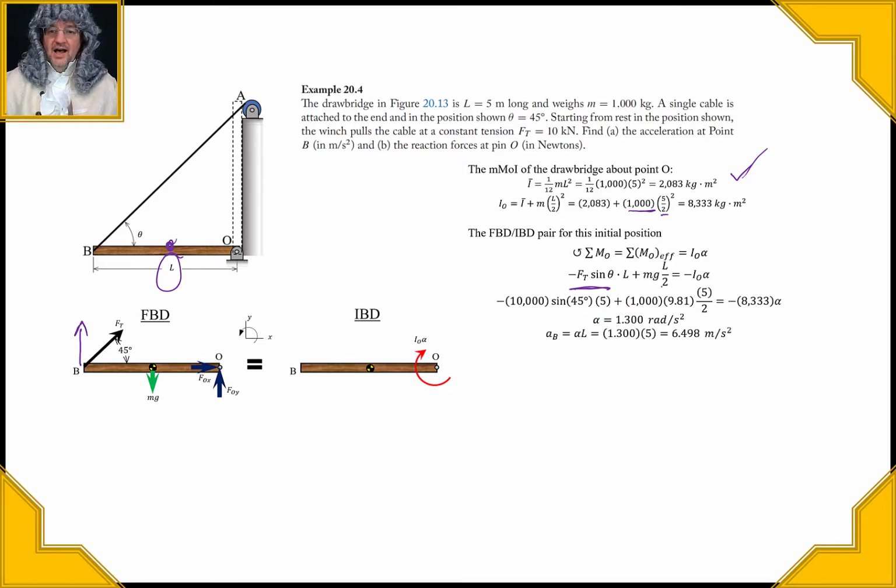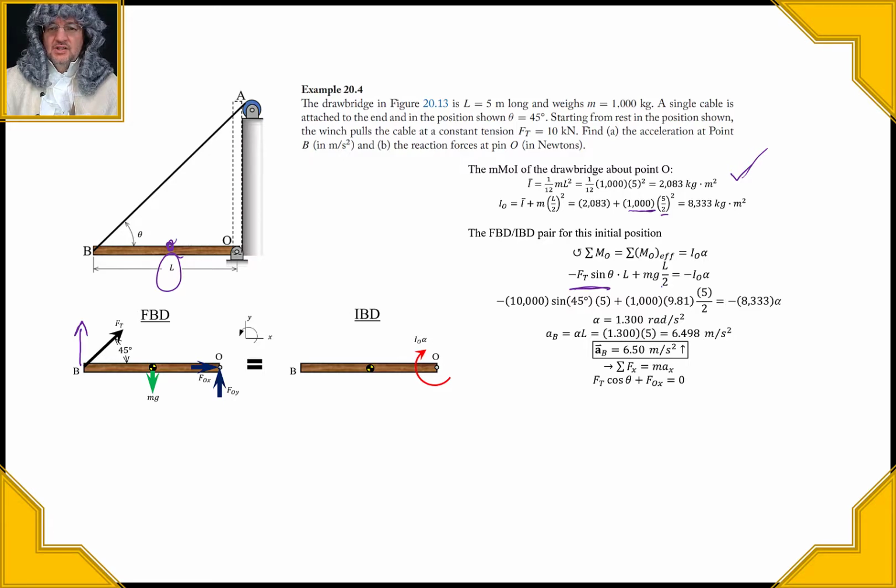If we want to find what the acceleration at point B is, we can just get the magnitude by simply multiplying the angular acceleration by the length of the thing. So 1.3 times 5, and there's some round off going on when we had the 1.3, so it ends up being 6.498 meters per second squared. So 6.5 meters per second squared upwards is what the answer to part A is going to be.